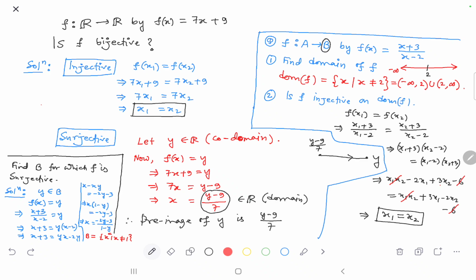So the domain is all numbers except 2, and if you take B as all numbers except 1, then from the domain to this set B it will be a surjective map, also an injective map. So it is a bijective map. Got it? Injectivity depends on the domain, the first set. Surjectivity depends on the codomain.